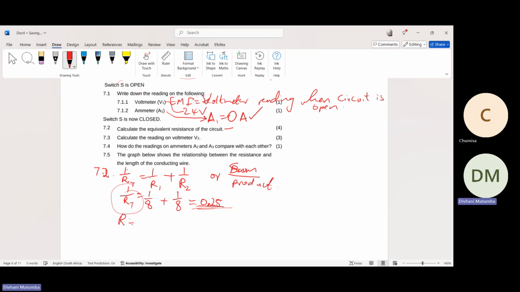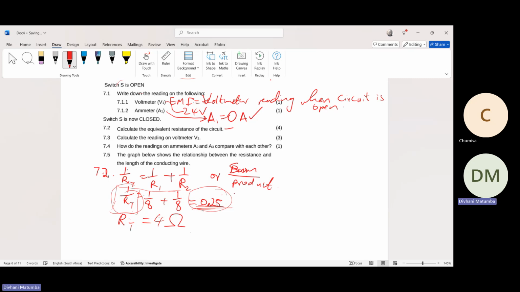Now, to get RT, what do we do? Take your calculator and say 1 divided by that and see what you're going to get. 4 ohms, sir. Don't forget that in this case, you are calculating the value of 1 over RT, not RT.